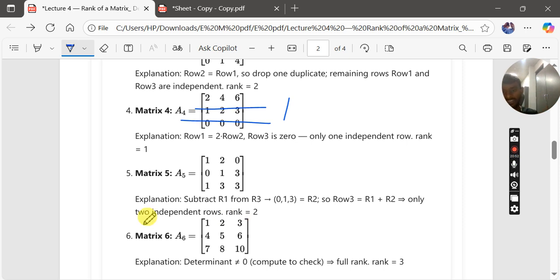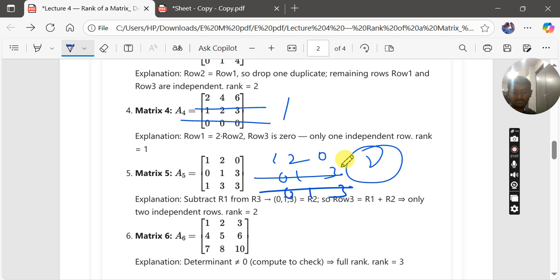Okay, and again here you can see 1 2 0, 0 1 3, 1 3 3. Directly we cannot say the rank is 3, but when you apply the row operation, what will you get? 1 2 0, 0 1 3, 0 1 3. So one row will be eliminated, so the rank will be 2.